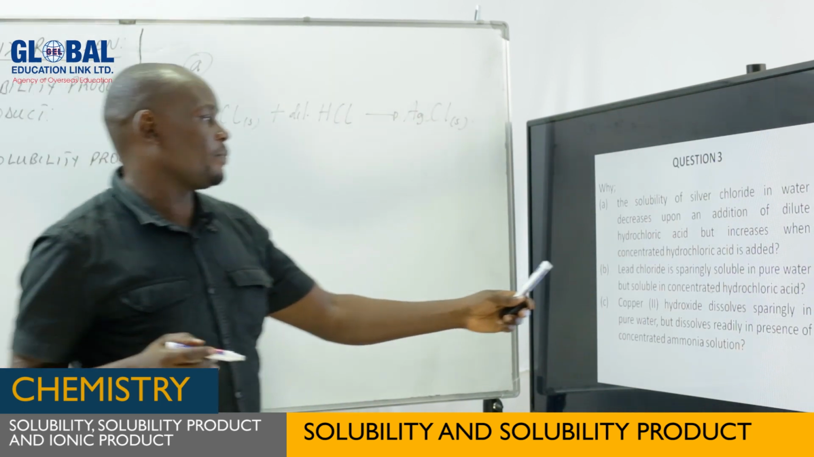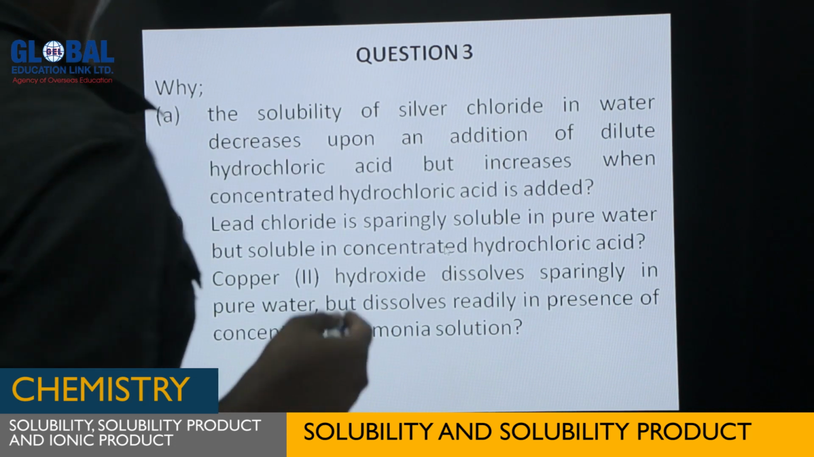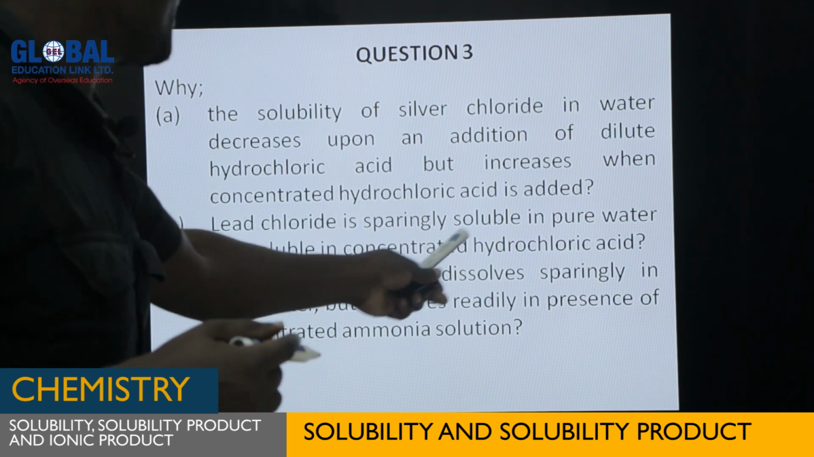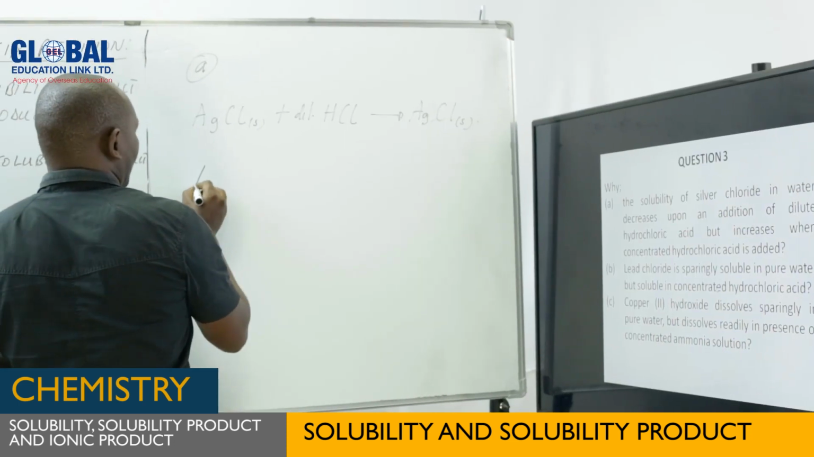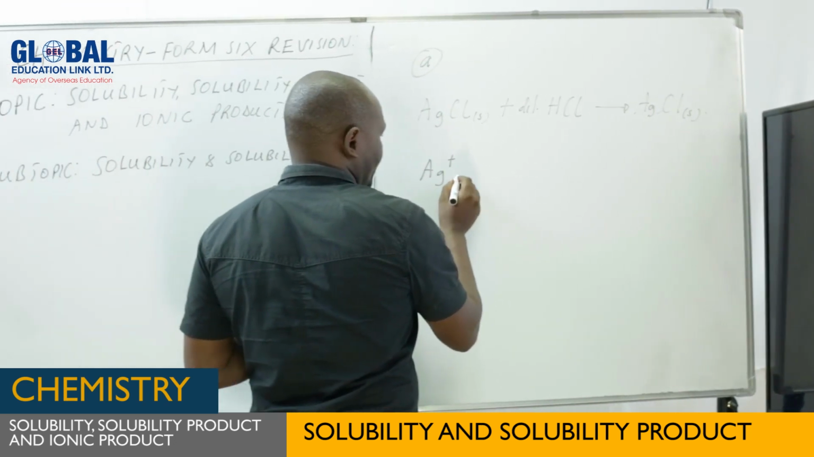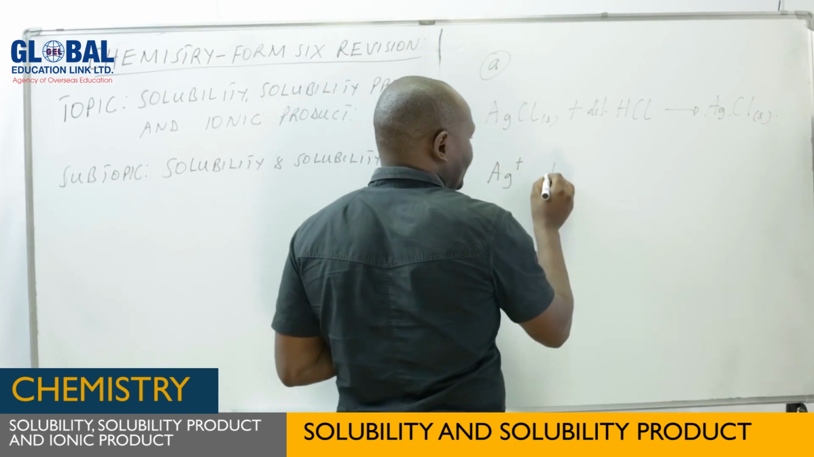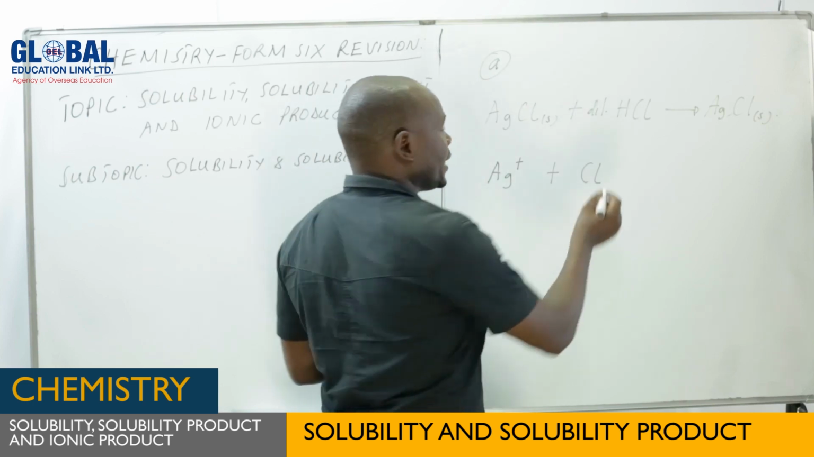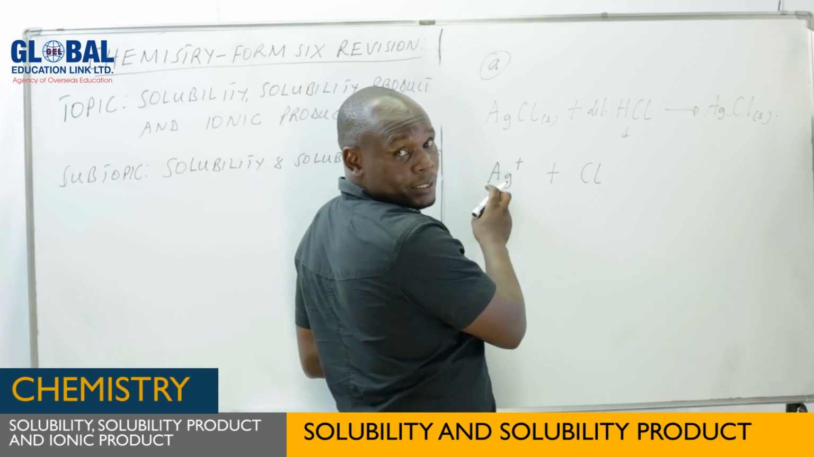That is what is happening: the solubility of silver chloride in water. It leads to the formation of a precipitate, which is silver chloride. But when concentrated hydrochloric acid is added, here you have silver ions, which are now aqueous. These are the ions which are present. Now you are adding concentrated hydrochloric acid, which releases chloride ions that will react with the silver ions.